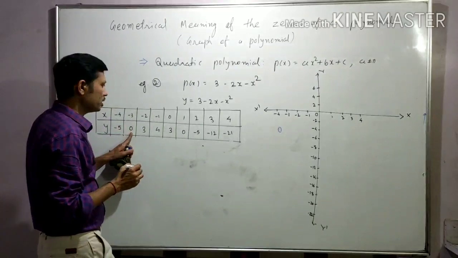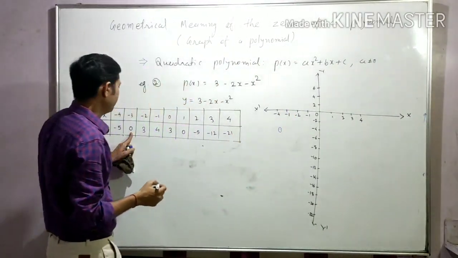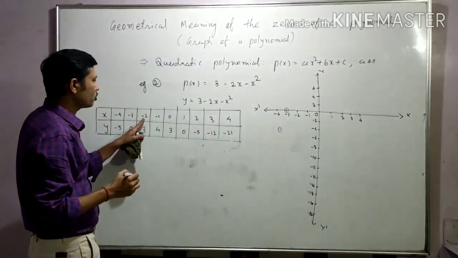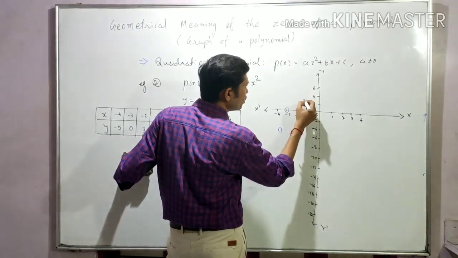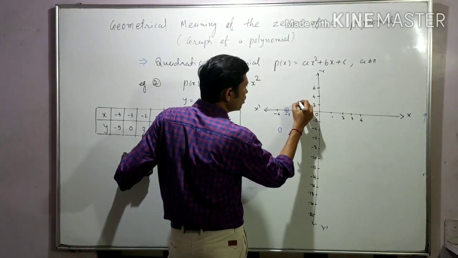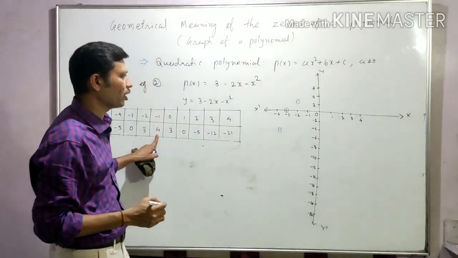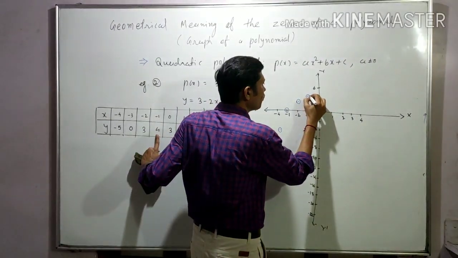Then minus 3 and 0. The x coordinate is minus 3 and the y coordinate is 0. Okay. The x coordinate is minus 2, the y coordinate is 3, between 2 and 3, somewhere here. Then the x coordinate is minus 1 and the y coordinate is 4. So minus 1, and here it's 4.